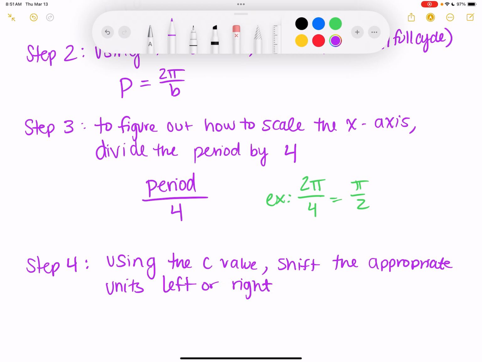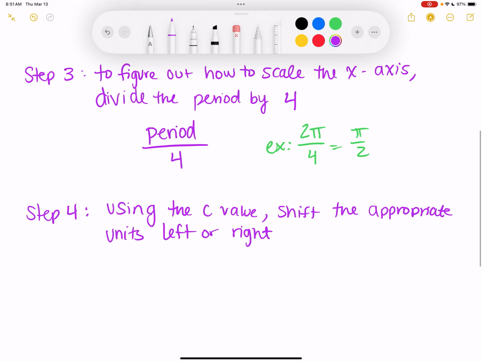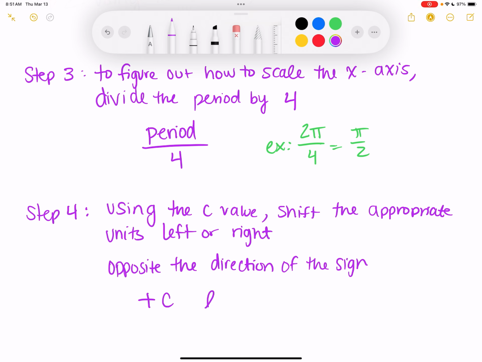Now, if you remember back to graphing parabolas, it follows the exact same form. If the sign inside is positive, it goes to the left. If it's negative, it goes to the right. So I like to say it goes opposite the direction of the sign. So if C is positive, then it goes to the left, however many units. If C is negative, then it goes to the right.